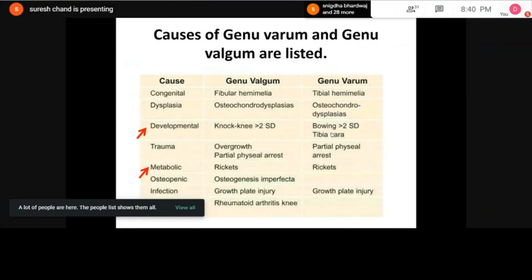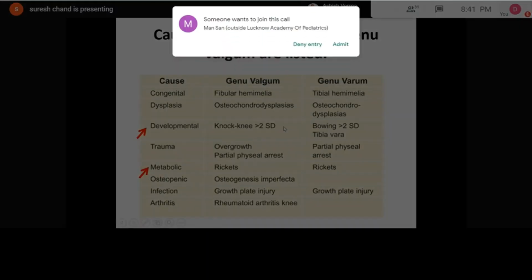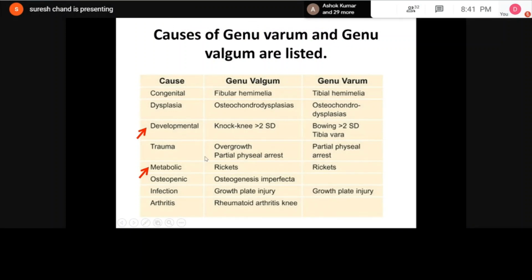So here is a small tabulation of the various causes of genu varum or valgum. Very frequent is developmental or physiological knocking or bowing: bowing in less than 2 years and knocking beyond 2 years. These are most common. Then come the metabolic causes like rickets, which is very common in India. Rickets also delays the normal physiological correction. So developmental or rachitic genu varum or valgum is very common in India. The other causes are also there, which we have to rule out.